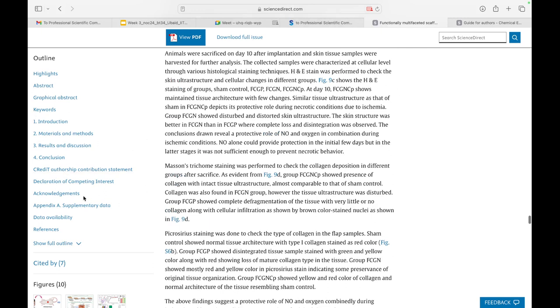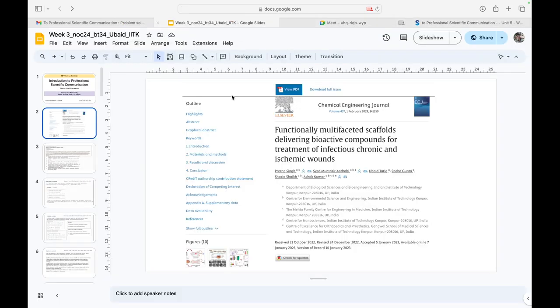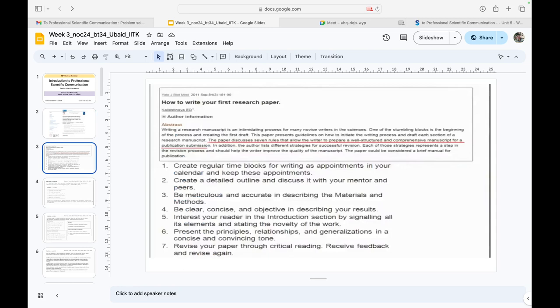So overall, these are the different things apart from the main writing part, introduction, methods, results, and conclusion, which is the more focused part in this course. But these are the extra parts that you should be aware of. So is this clear about everything about the paper, the structure of the paper? Then we can move ahead. Does anyone have any doubts or questions? If there are no questions, we can move ahead.